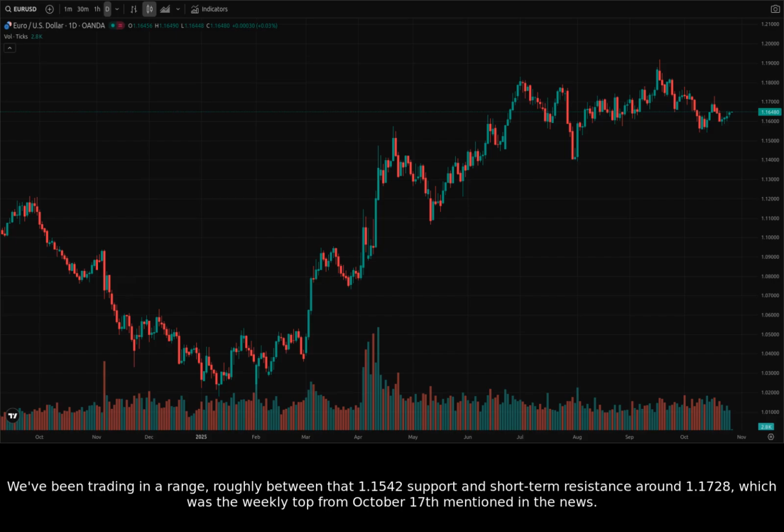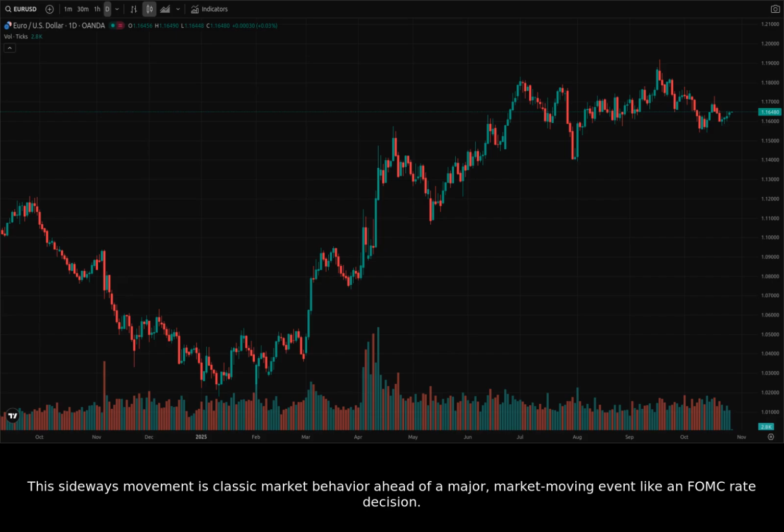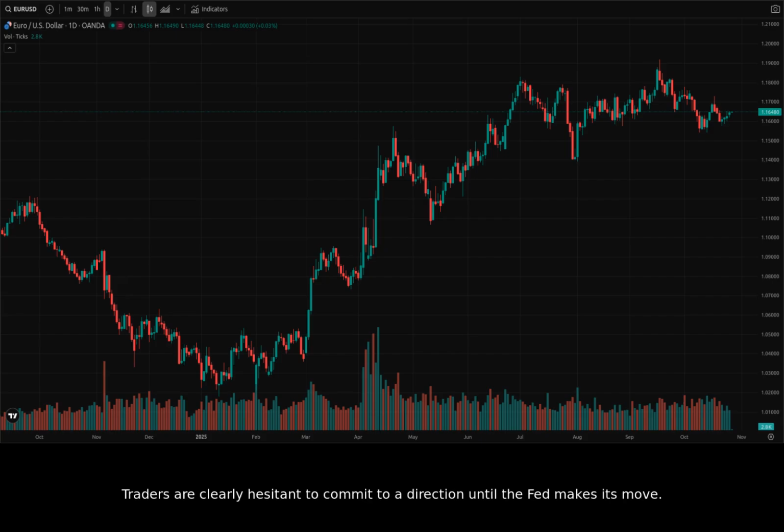We've been trading in a range, roughly between that 1.1542 support and short-term resistance around 1.1728, which was the weekly top from October 17th mentioned in the news. This sideways movement is classic market behavior ahead of a major, market-moving event like an FOMC rate decision. Traders are clearly hesitant to commit to a direction until the Fed makes its move.